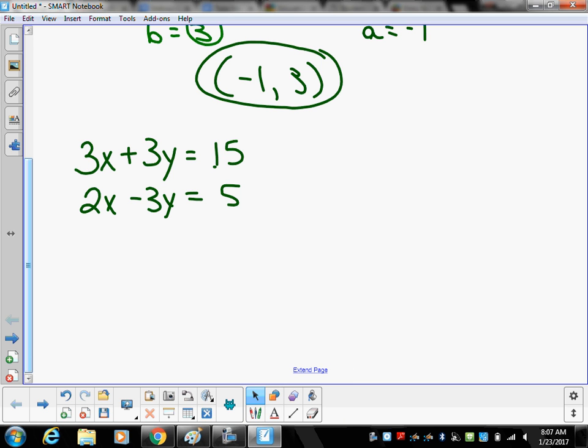Okay, so this one, you're going to do the same process. There is a variable that has opposite coefficients. Okay, so everybody can start working this one out. If you get stuck, that's okay. We can work through that. Hey, so you subtract these. Because you have the 3 and the negative 3, you're adding. So it's still an addition problem.